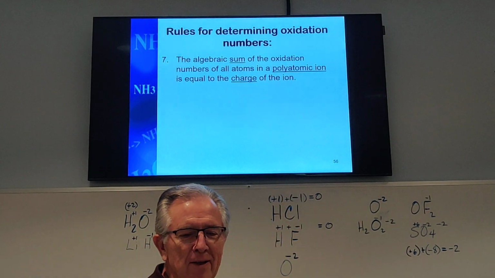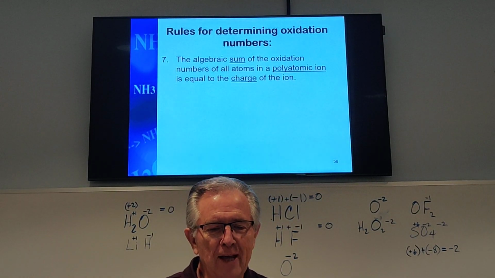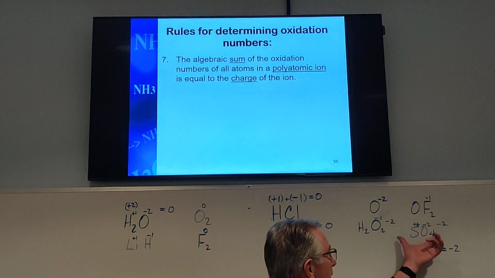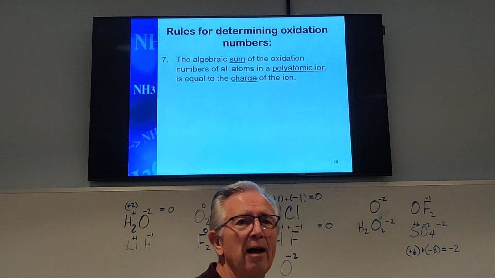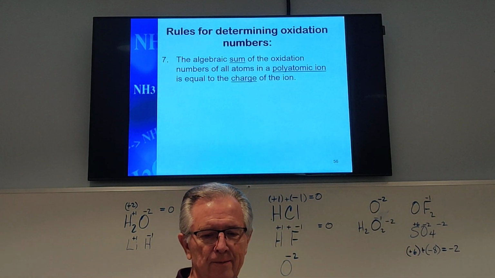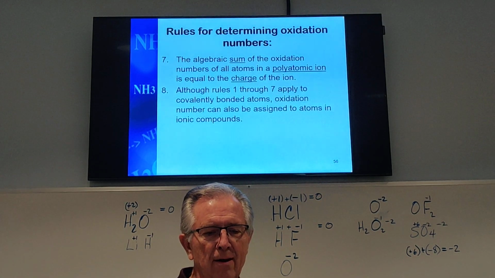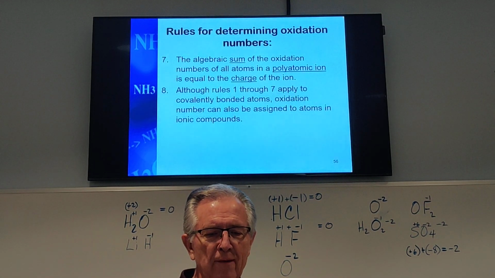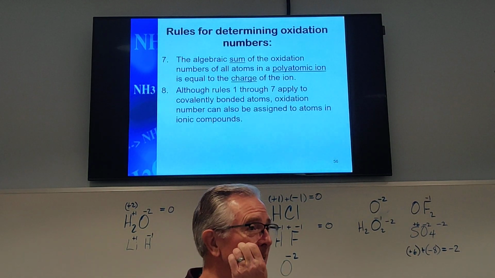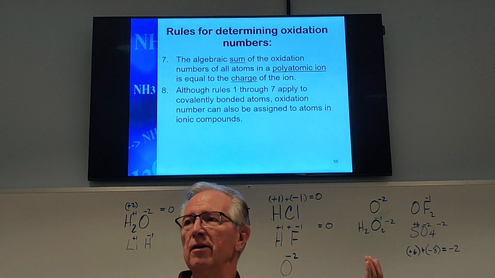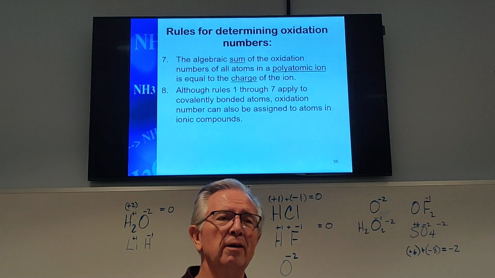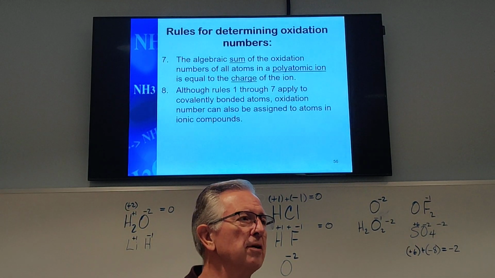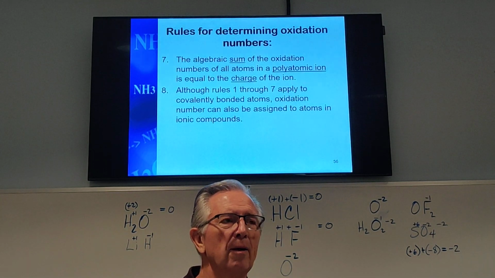Okay, rule number 7. The algebraic sum of the oxidation numbers of all the atoms in a polyatomic ion, that's what we had here, sulfate is a polyatomic ion, has to equal its charge. We already did one like that. Now, as it says, although rules 1 through 7 apply to covalently bonded atoms, oxidation numbers can be assigned to atoms in an ionic compound. So what we've been doing here is for covalently bonded molecules, but you can do it for ionic compounds as well.